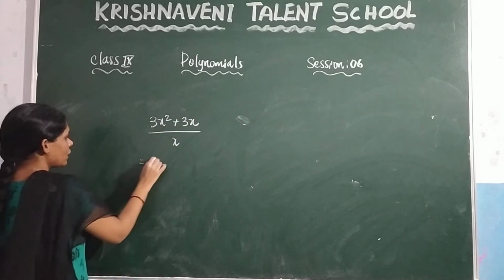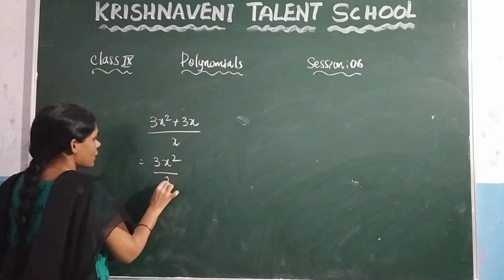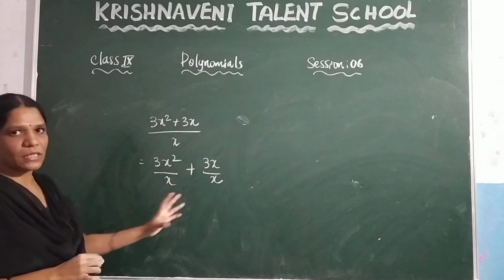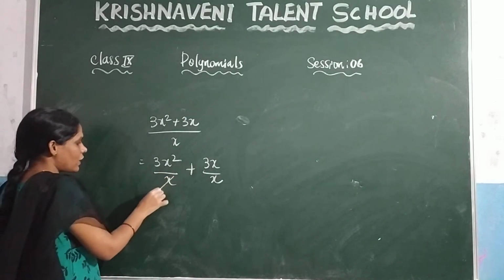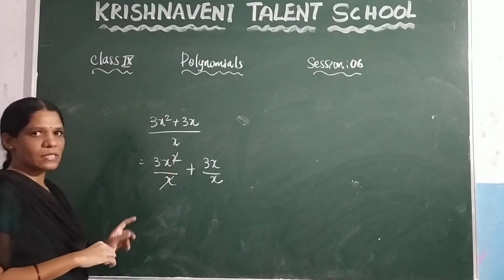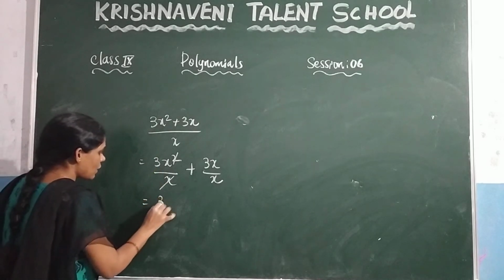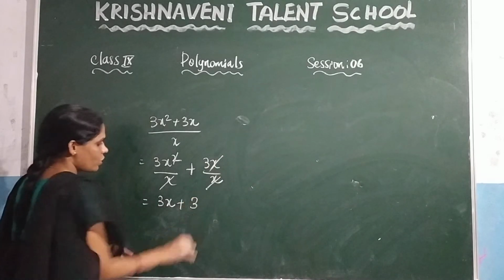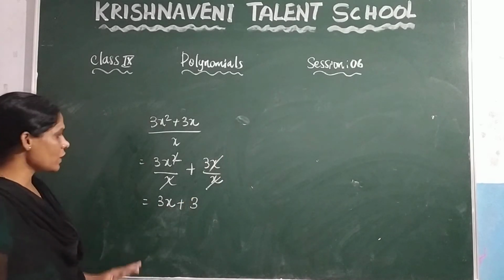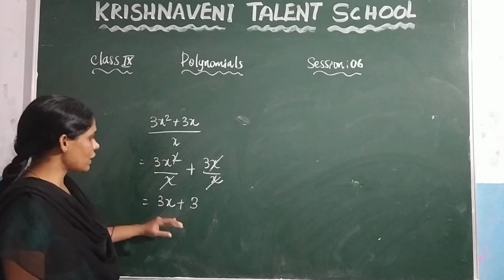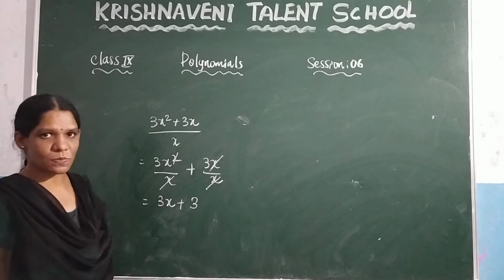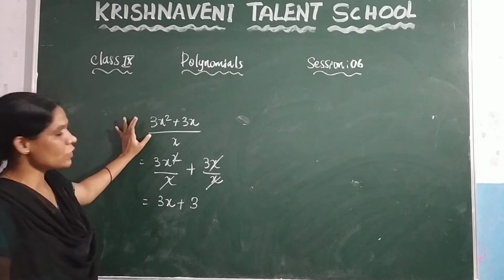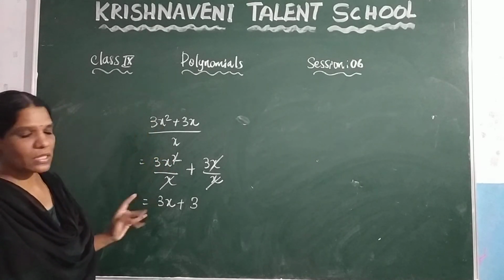So what do you get here? 3x square by x plus 3x by x. Just separating these terms, you can observe that one x and one x will be cancelled. How many x are left? In 3x by x, the x will get cancelled and you get 3. That means if you divide these, you get the quotient, which is nothing but 3x plus 3. If you are given any polynomial and you want to divide it by a monomial, you can divide like this.